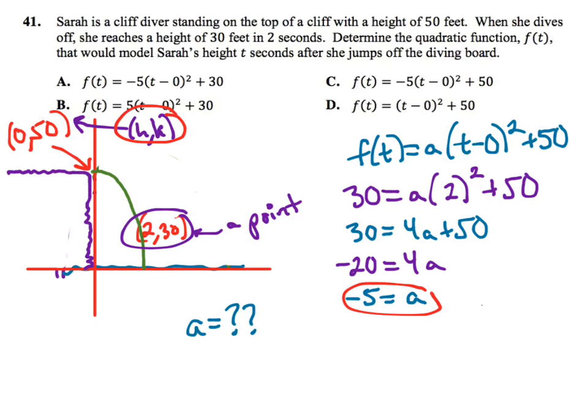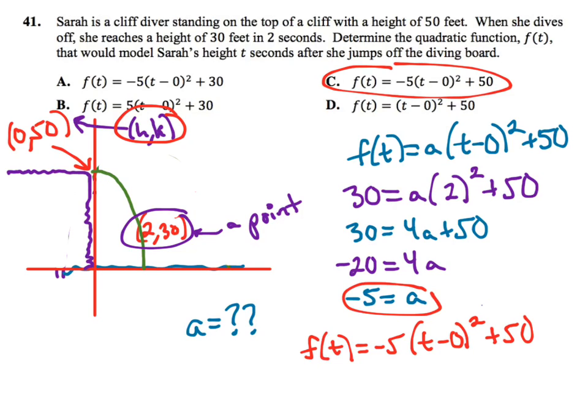Now I can write my function. I have my hk, I have my a. My function is f of t equals negative 5, there's my a, times t minus 0 squared plus 50. My answer is C. I don't have anything for you to practice. You just have to remember, if you see one like this, think about if she's starting here, do you have a vertex? Do you have another point? And then can you solve for A? And yes, if you have a vertex and another point, you can solve for A.